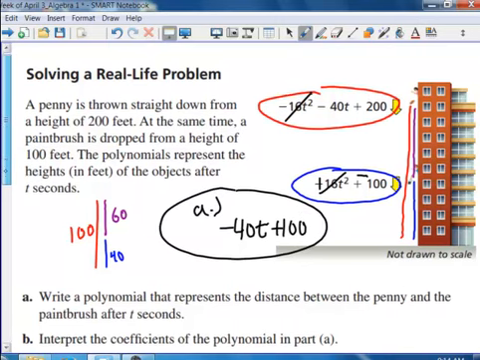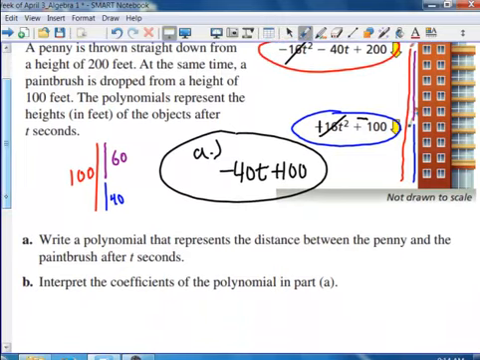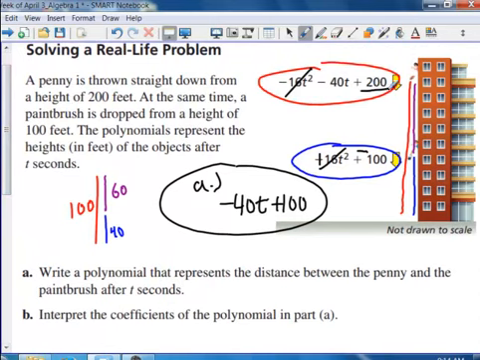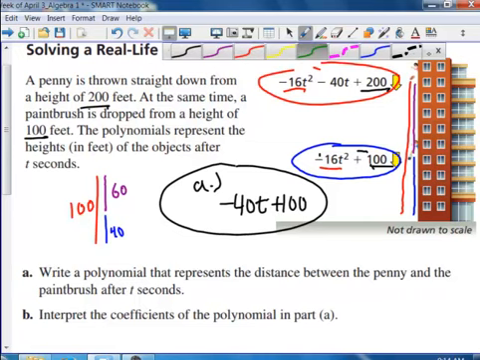Okay. Now we're looking for part B. Interpret the coefficients of the polynomial in part A. We're actually not going to do that right now. I do think it's interesting for you to see that the starting height is 200 and the starting height of this is 100. This right here, if you look at this coefficient, is the speed of gravity. This is kind of how gravity works, and we're going to get more into detail with that. That's a kind of a quick answer on it.